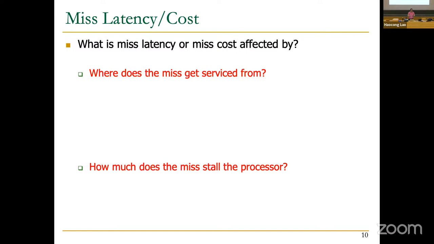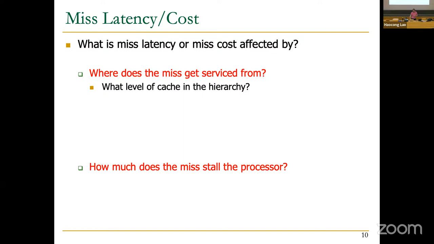So the miss can get serviced from the next level in the cache hierarchy, right? If you get an L1 cache miss, the next access to the L2 can be a hit for that. Then it's a short latency cache miss, right? But the miss actually can go out all the way to remote memory. In that case, it's actually a long latency cache miss.